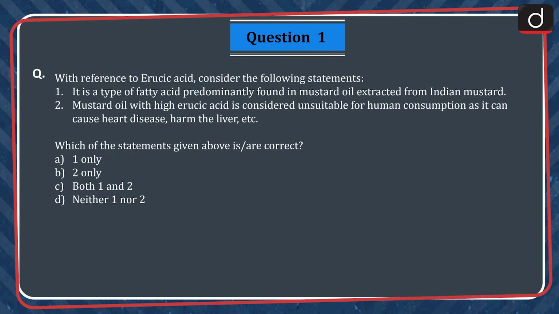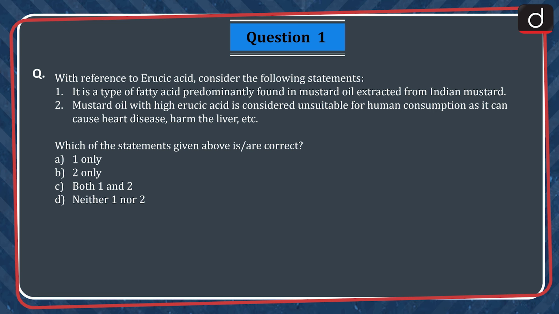Now let us begin with the first question. With reference to Erucic acid, consider the following statements. 1. It is a type of fatty acid predominantly found in mustard oil extracted from Indian mustard. 2. Mustard oil with high erucic acid is considered unsuitable for human consumption as it can cause heart disease, harm the liver, etc. Which of the statements given above is or are correct?